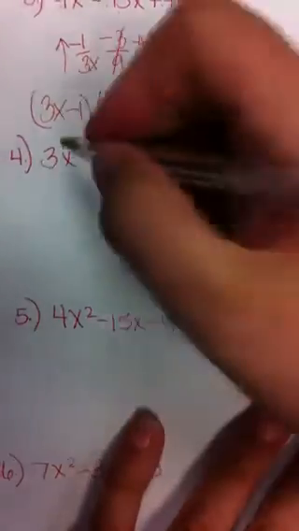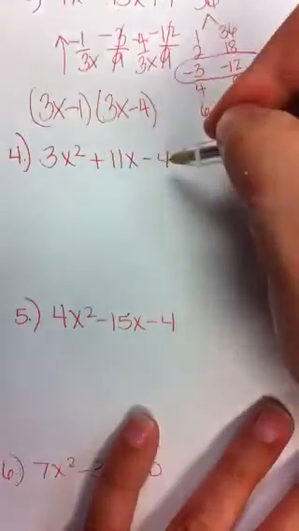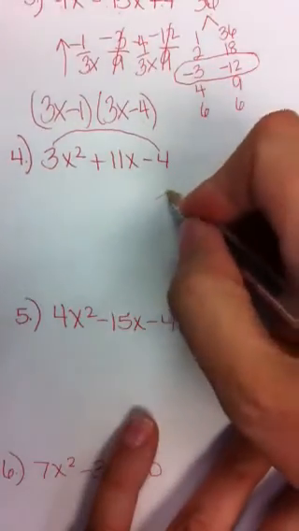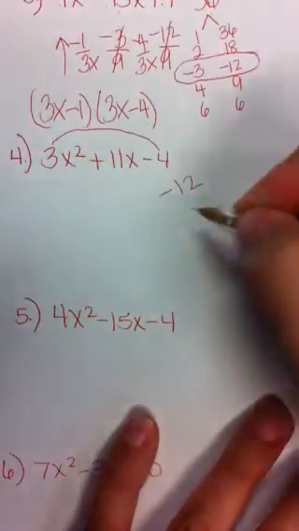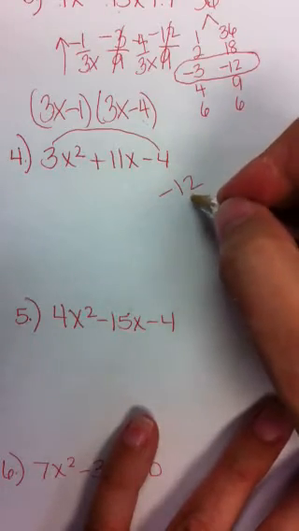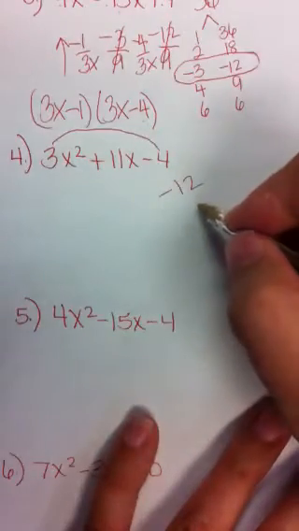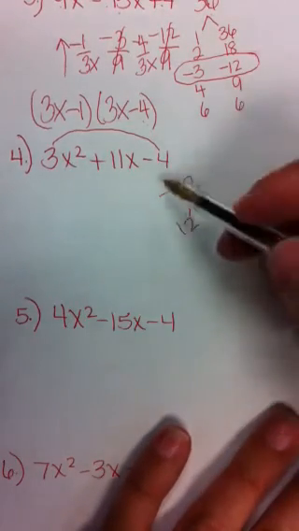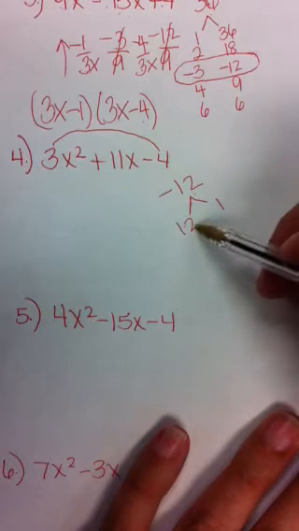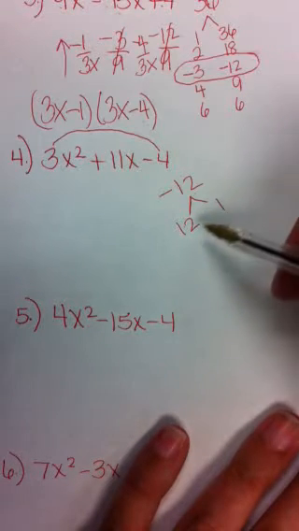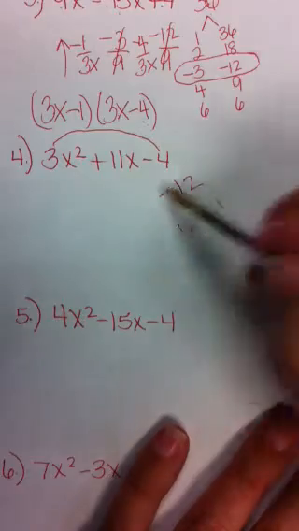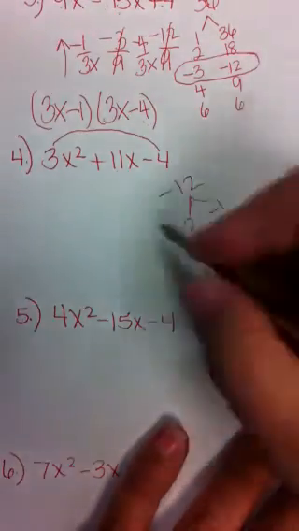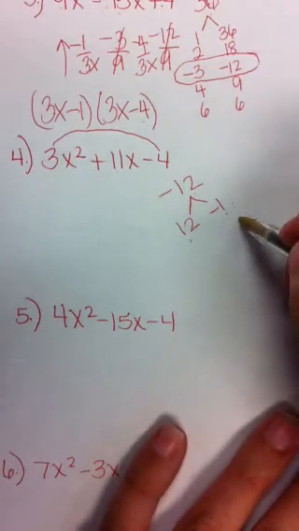Okay, so our next problem, number 4. 3x squared plus 11x minus 4. 3 times negative 4 is negative 12. So this time we need two numbers that multiply to negative 12 and add up to 11. So that would have to be 12 and 1. Now because this is negative, one of these has to be a negative. The only way to have one of these be a negative and that come out to be positive 11 is 12 and negative 1. So 12 and negative 1 are our factors.